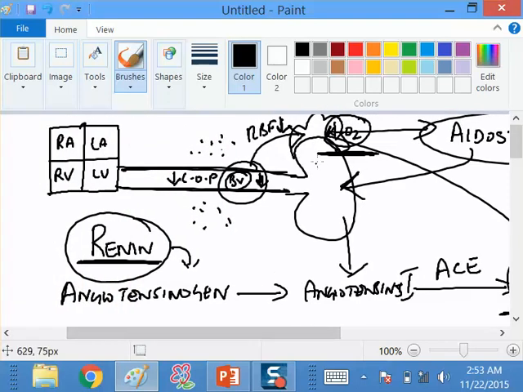So when the sodium and water come back to the circulation, what will happen to the blood volume? It will increase because fluid is coming, right? When the blood volume is increased, what will happen to the pressure? It will increase. If the pressure is increased, what will happen? Edema forms. So it becomes like a cycle. Unless you treat the cause of edema, you cannot cure the edema. So that's why it is important for your level to identify the cause of edema.